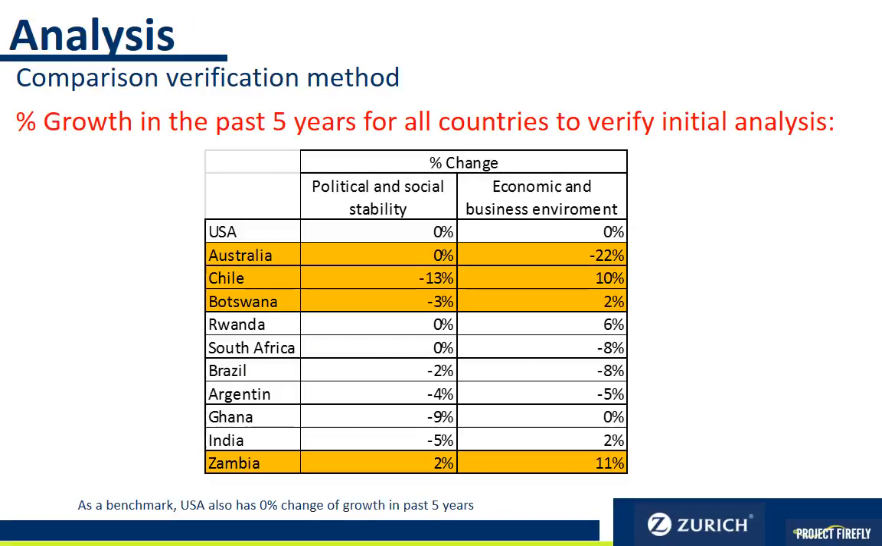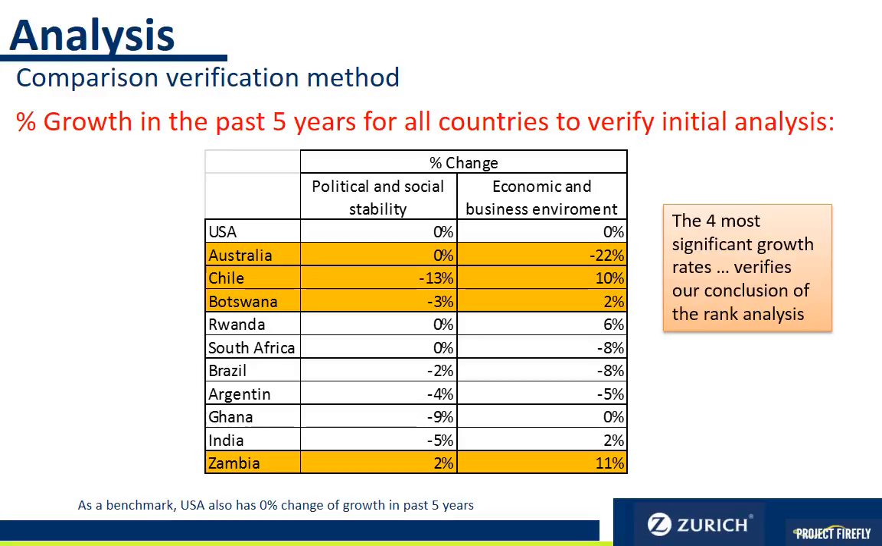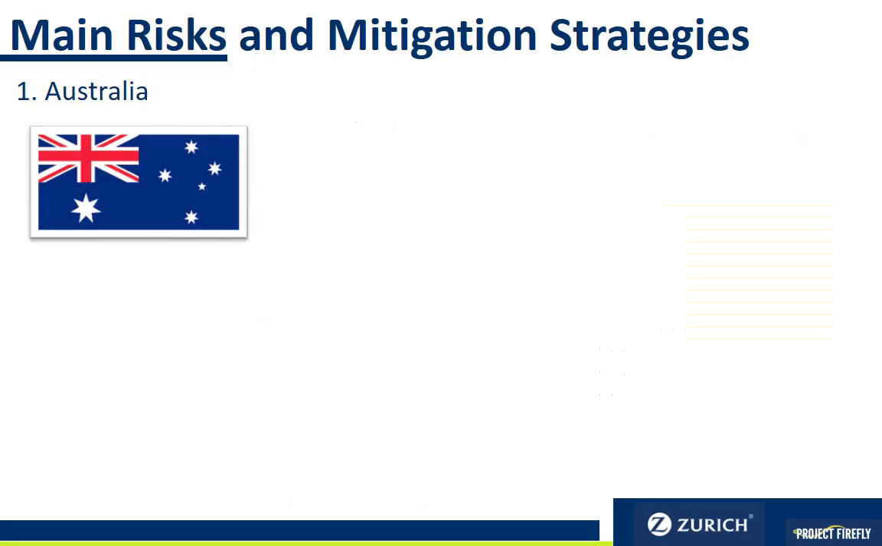The third part of the analysis shows the percentage growth of the 10 countries in the last 5 years. This verifies our conclusion of the rank analysis. Compared to Hematite's country, USA, we can see that the overall growth rate in the USA is 0 compared to other countries. In our opinion and external sources, investing in a growing country leads to more opportunities.